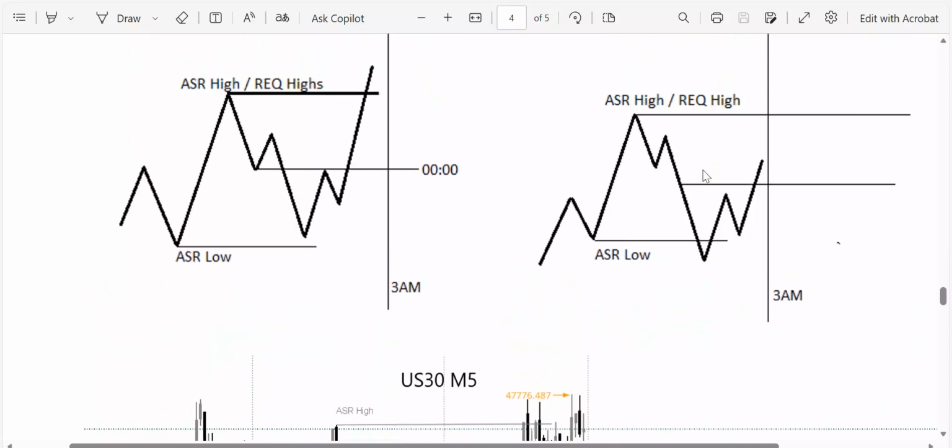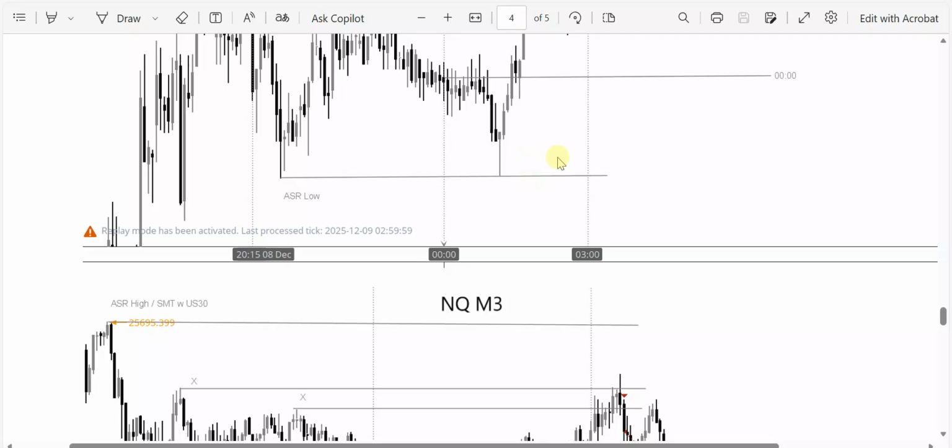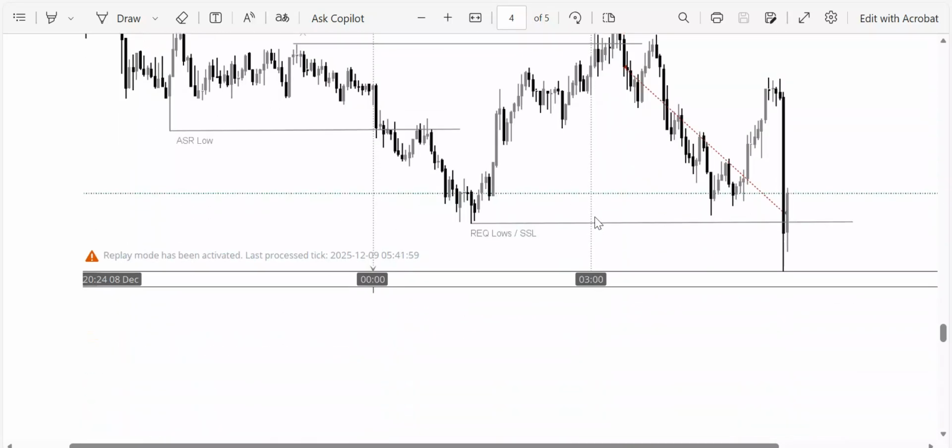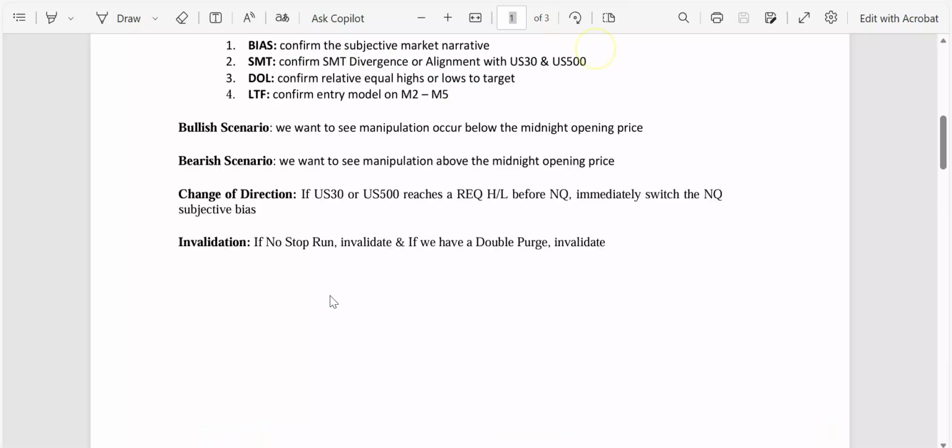And the opposite also applies, for maybe when you're bullish. So this is the illustration I can explain to you. Now let's go to the final item, which is invalidation.